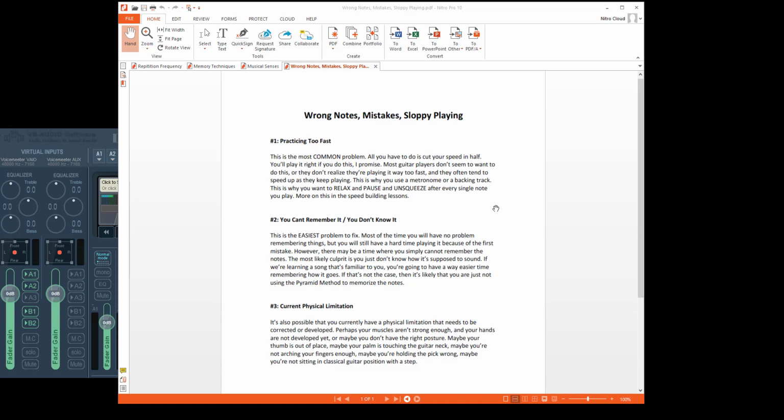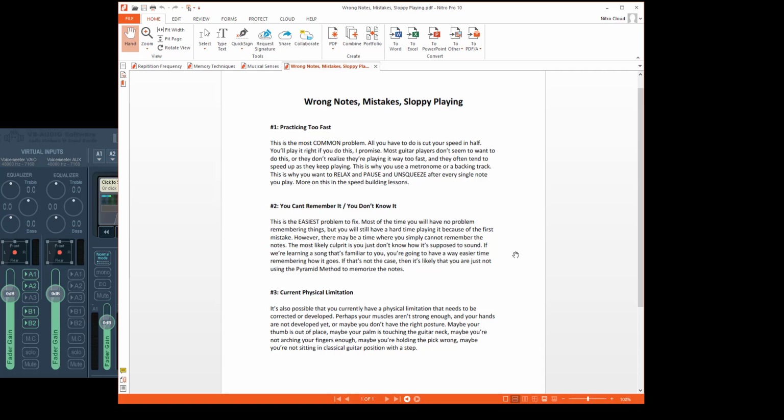Start running. But a lot of people tend to jog, and then as they start making mistakes, they actually start running faster. They're like, man, I can't get it, so they try to play it faster and faster. It's like, how are you going to fix it if you're just playing it faster? It's like driving around a corner, and instead of slowing down as you're going around the corner, you're going to speed up.